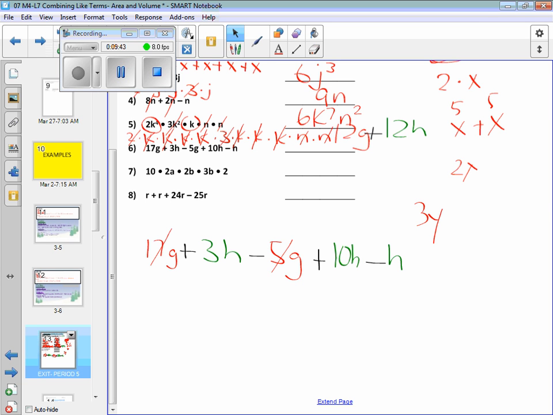Okay, back to multiplication. This is really 10 times 2 times a times 2 times b times 3 times b times 2. What do I do first? Raise your hand. Always do the numbers first. What do you have for numbers?